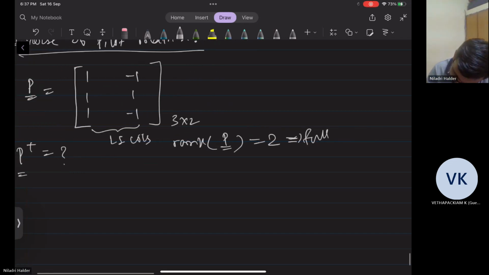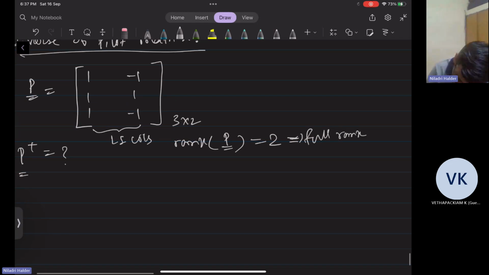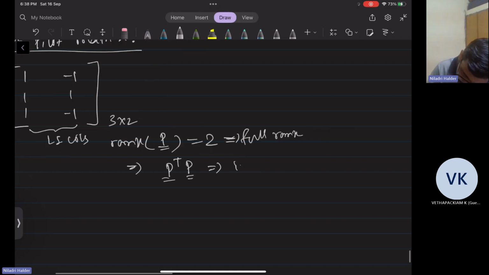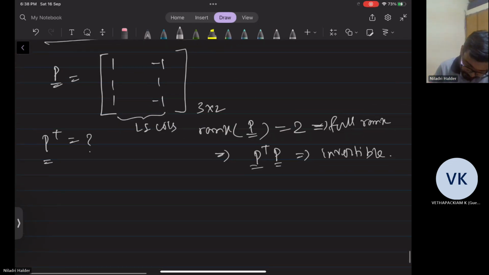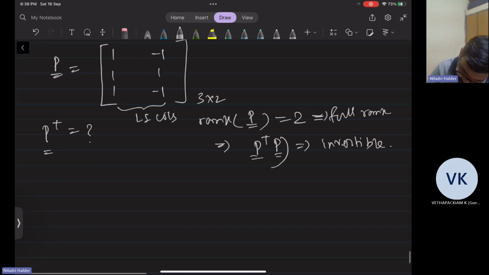Sorry, full rank. That means P transpose P is invertible or non-singular. Invertible means its inverse exists. Because P transpose P will be a 2 cross 2 matrix, and as the rank of P is 2, this P transpose P will be invertible.